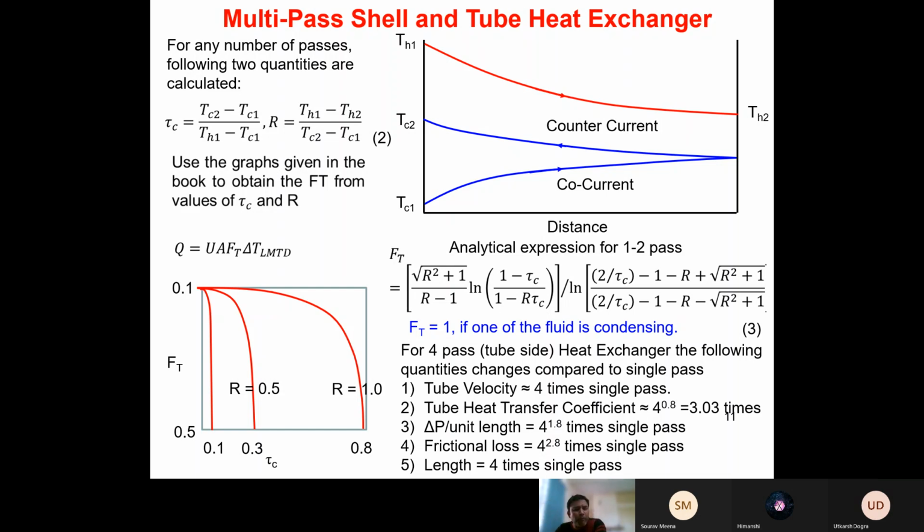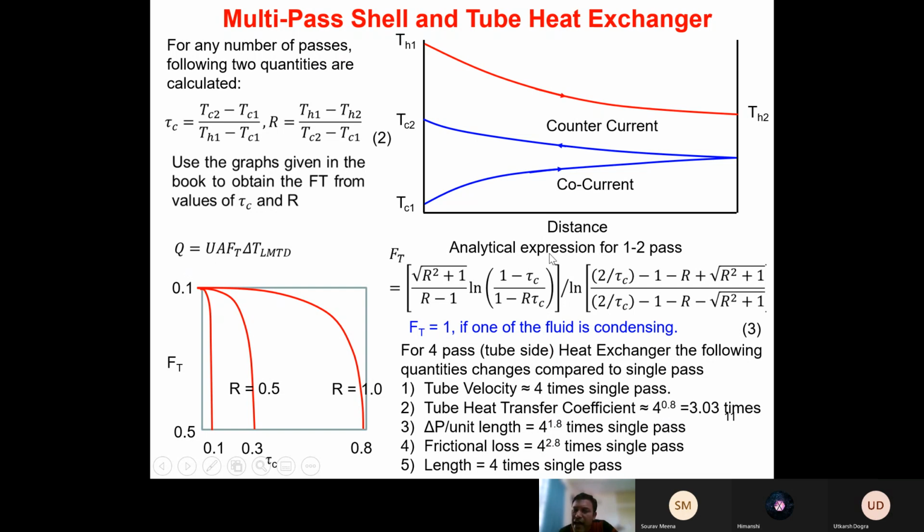So first we calculate the value of R, then we calculate the value of tau C, and then we look at these graphs of Ft versus tau C which are there in the book, isn't it? These graphs are given for different designs like 1-2 pass, 2-4 pass, 2-6 pass, etc. Corresponding to a particular graph, we select the line for R and then we select the value of tau C. Draw a line parallel to the y-axis and select the value of Ft corresponding to that value. And that Ft value we use as the LMTD correction factor in order to calculate the Q.